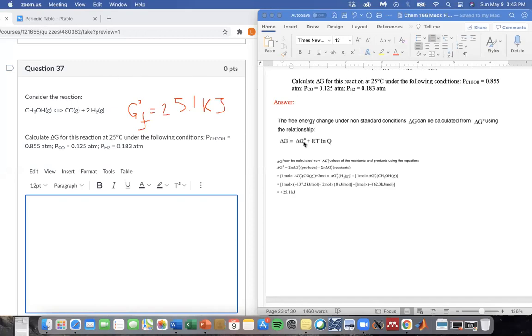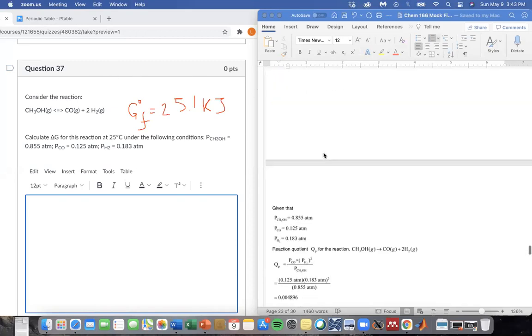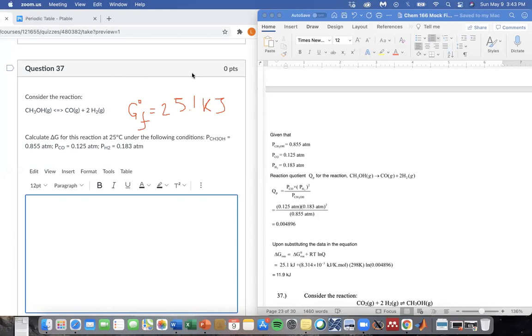Then what you have to do is calculate your Q value. To calculate Q, you do products over reactants. Just remember your coefficient in front of the 2H2. You can plug the pressures in and you would get a QP of 0.004896. And you can plug this into delta G plus RT ln Q.